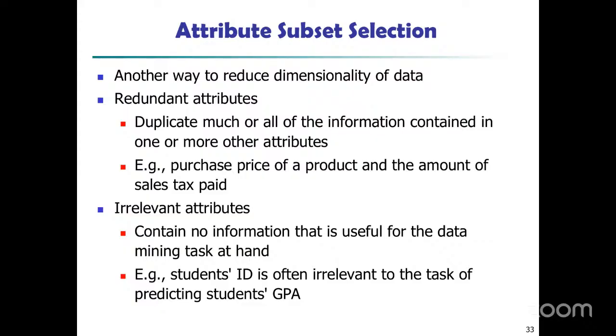Another way to reduce the dimensionality of data. Because of redundant attributes, large amounts of attributes are there, right? It may be duplicate, for example, the purchase price of a product and the amount of sales tax paid. Then irrelevant attributes. Most of the time, in a data set, 30-40 attributes are there. Out of those, around 10 to 20 attributes will be irrelevant, unnecessary information. But as a record, they maintain all the attributes.